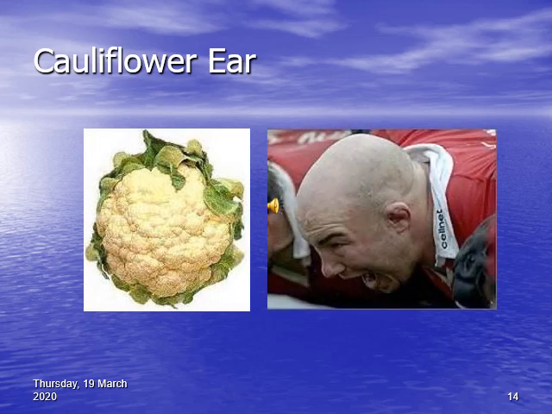Here is a picture of a patient with a previously untreated or badly treated hematoma of the auricle, resulting in auricle deformity. We call it a cauliflower ear.